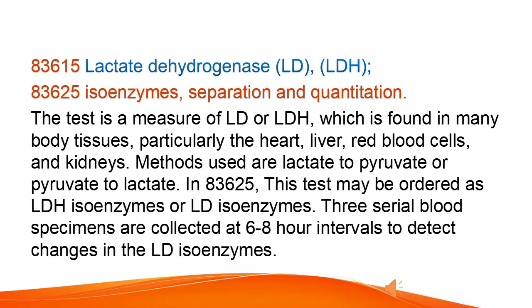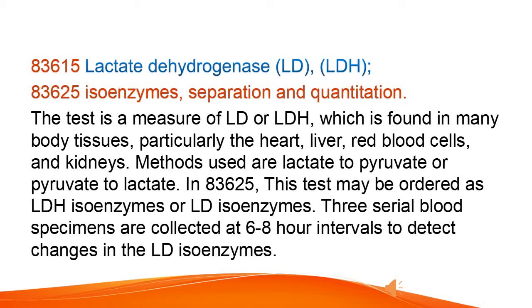Lactate dehydrogenase, LD, LDH. Isoenzymes, separation and quantitation. The test is a measure of LD or LDH, which is found in many body tissues, particularly the heart, liver, red blood cells, and kidneys. Methods used are lactate to pyruvate or pyruvate to lactate.